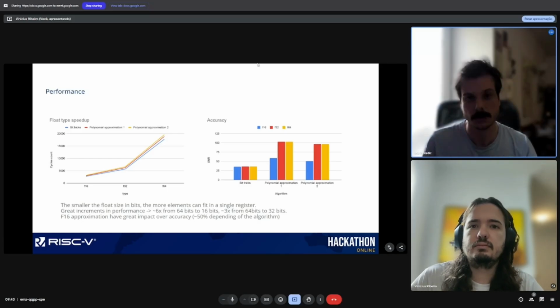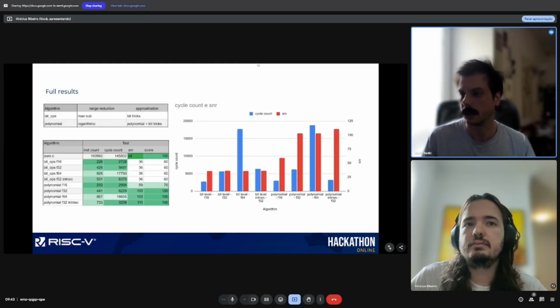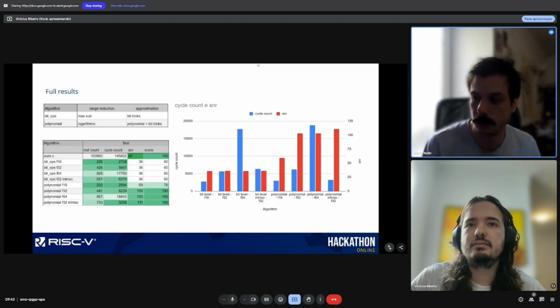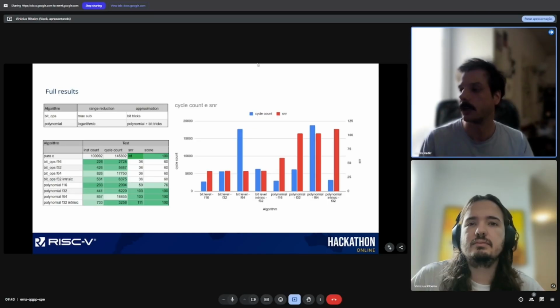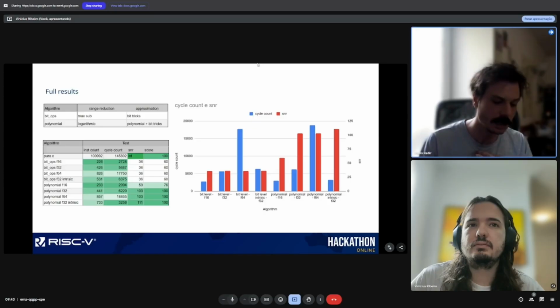So for full results, you can see our full data for all our tests. The most accurate algorithm was the integer and fraction split, with a small decrease in performance over bit tricks, but with accuracy gains. The best algorithm for performance to accuracy ratio is the 16-bit polynomial, which had a great jump in performance and an adequate level of accuracy. We also tested an algorithm written only with intrinsic functions without using ACE, which saw a slight increase in performance and accuracy.